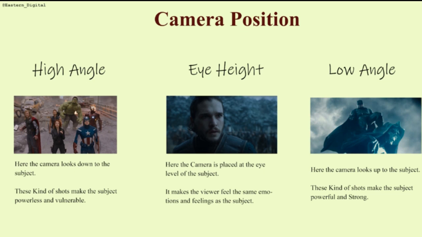Well, that's all about the camera positioning. You can go for a low angle shot, eye height shot, or a high angle shot to convey different emotions in your story. In these kinds of shots, you can create different emotions and connect with the audience on a different level.